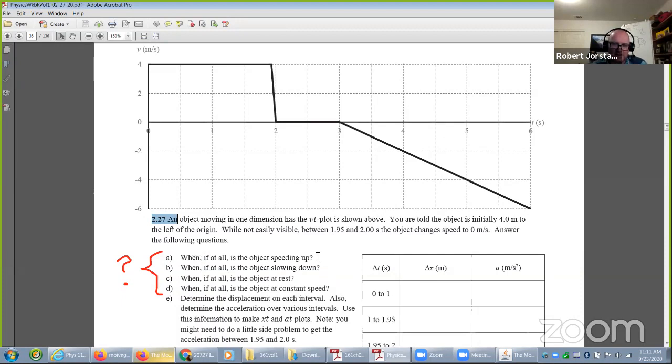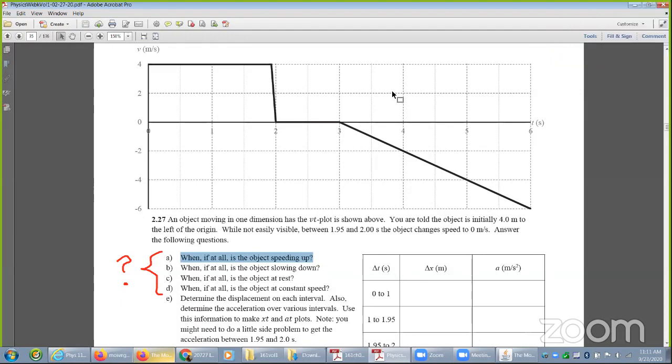All right. So if anybody's feeling brave, and I can't see any of your faces right now, so you're totally anonymous, and nobody on the live stream will see it either, I don't think. So when is the object speeding up, or is it? What do you think? Somebody give it a shot. From 0 to about 1.9 seconds.